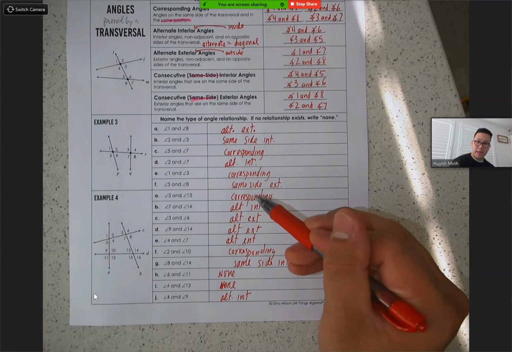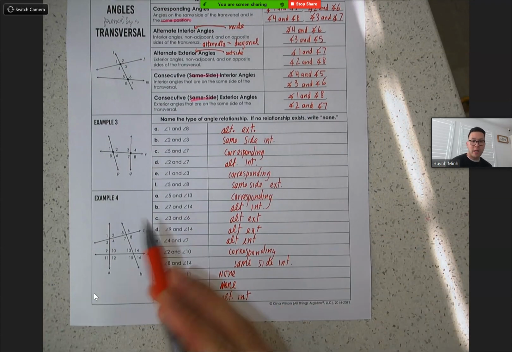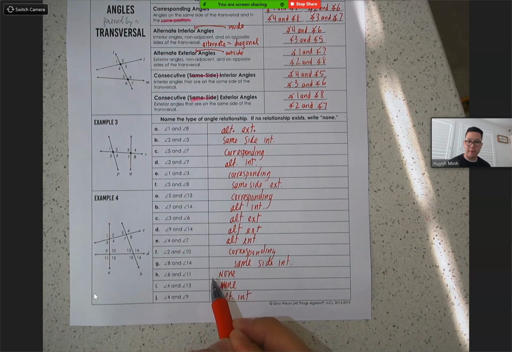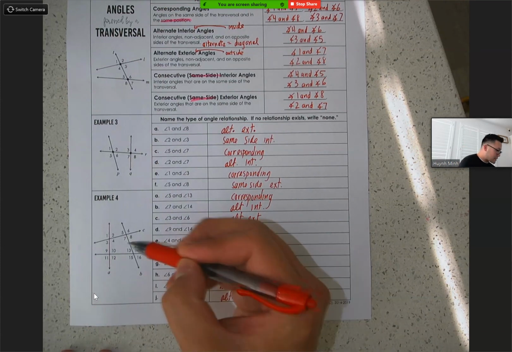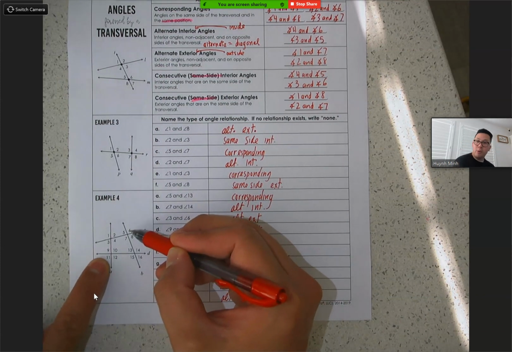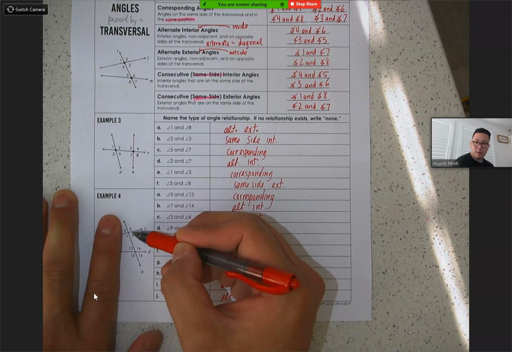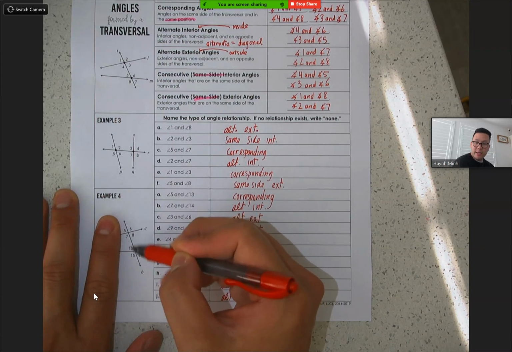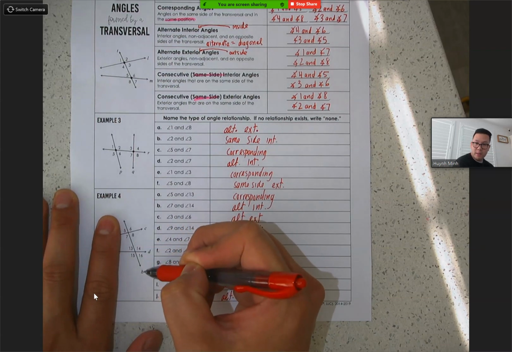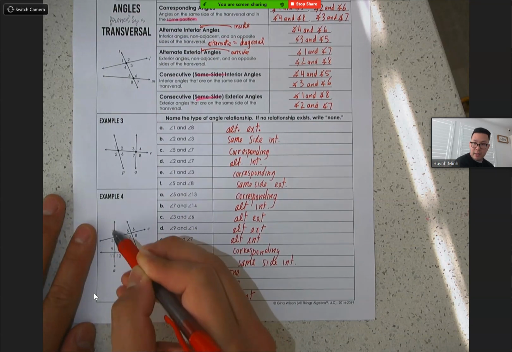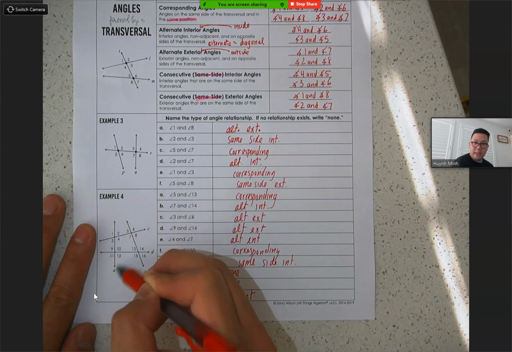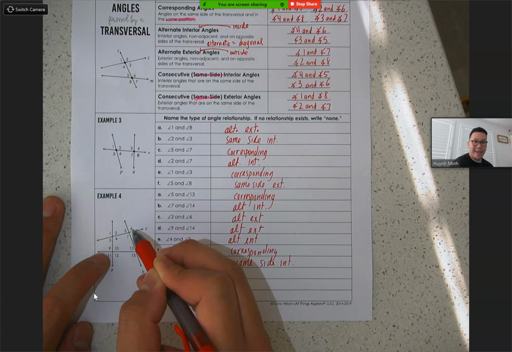So here are your answers for A through J. I want to talk about the nones, the ones where people get confused. I want you to look at 6 and 11. I have 6 over here, and I have 11. What some people will tell me is, those look like they're alternate exterior. But here's the thing. This angle lies all the way over here. 11's not even on the same transversal as 6, and 11 is on the same transversal as A. Since they don't have the same transversal, they can't be classified as any angle relationship.